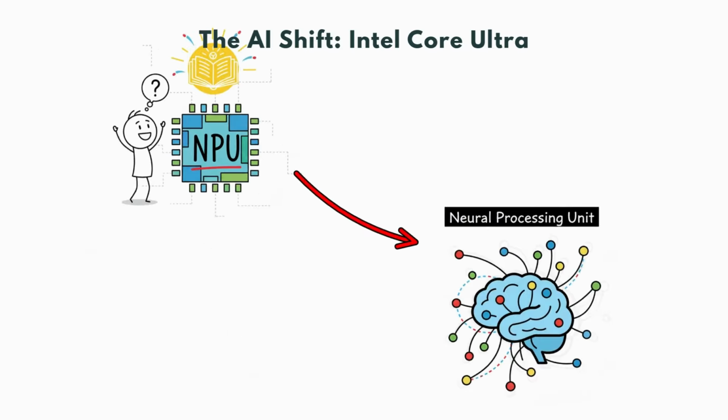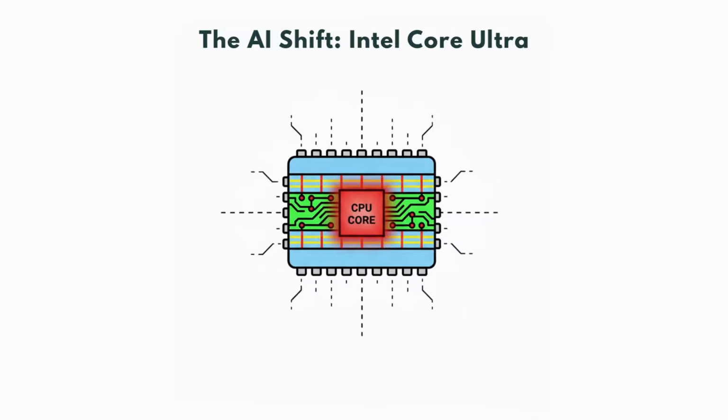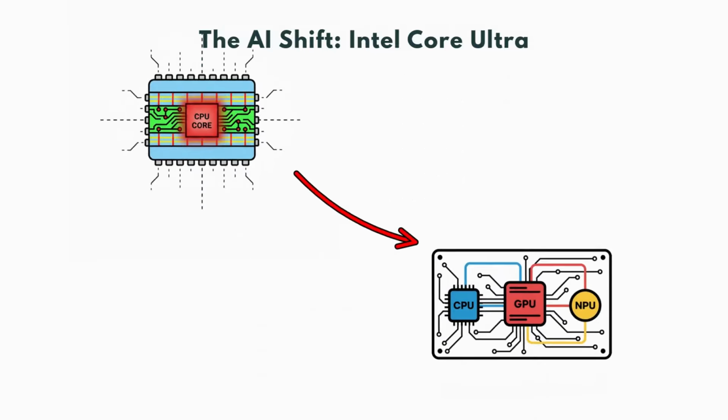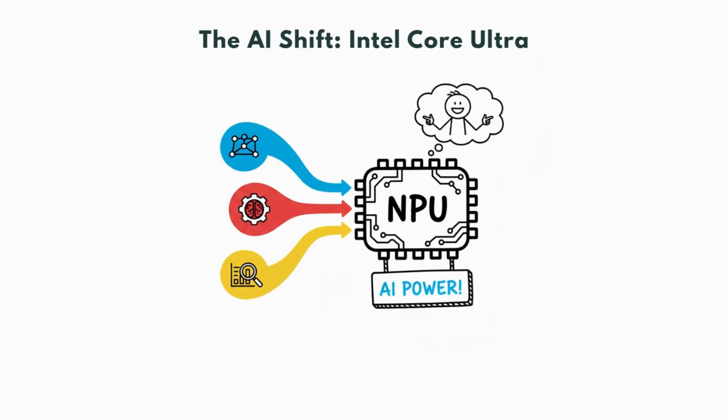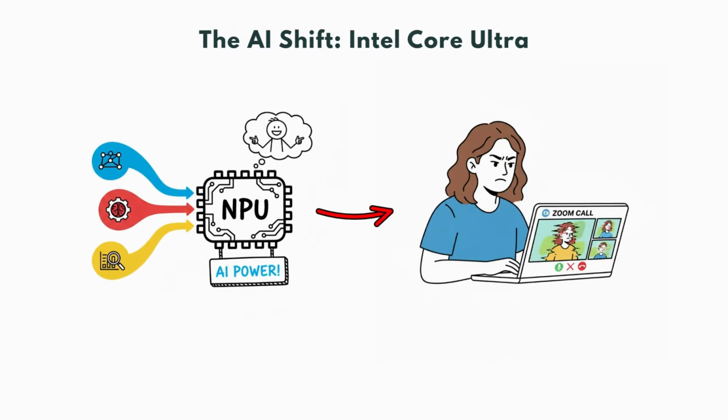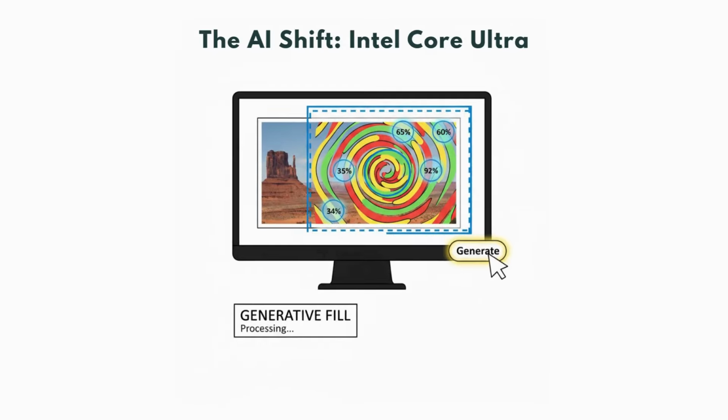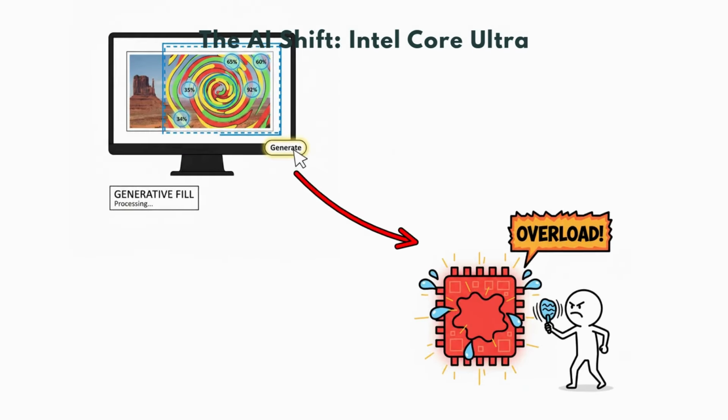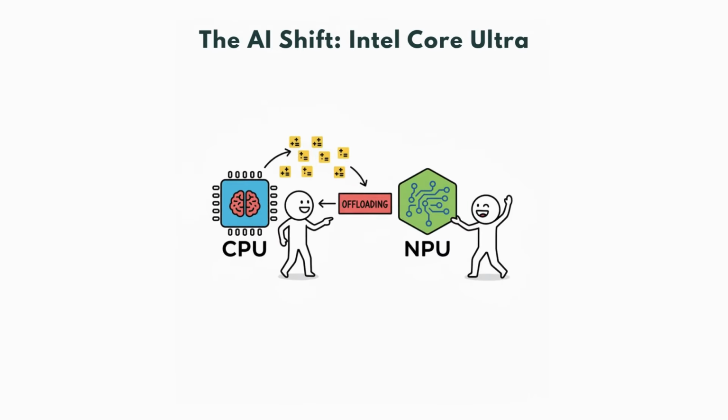The innovation is the NPU, Neural Processing Unit. This is a dedicated silicon slice physically separate from the CPU and GPU, designed exclusively to handle artificial intelligence workloads. Previously, running background blur in Zoom or generative fill in Photoshop stressed the main processor. The Core Ultra offloads these mathematical tasks to the NPU.